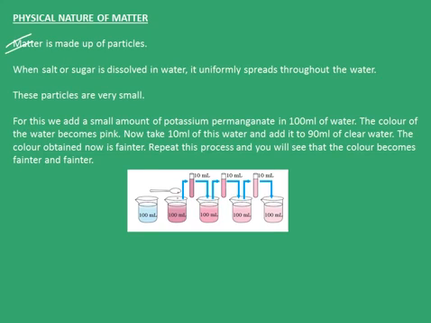Matter is made up of particles. When salt or sugar is dissolved in water, it uniformly spreads throughout the water. These particles are very small. To prove this, we add a small amount of potassium permanganate in 100 ml of water. The color of water becomes pink. Now we take 10 ml of this water and add it to 90 ml of clean water. The color obtained now is fainter. Now we repeat this process and we see that the color becomes fainter and fainter. This means that the potassium permanganate particles were uniformly spread throughout the water.